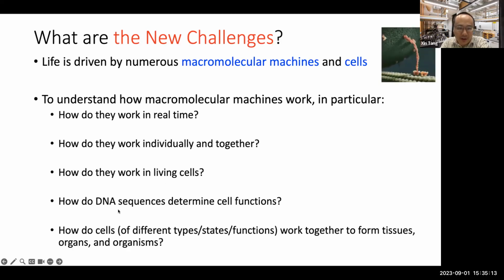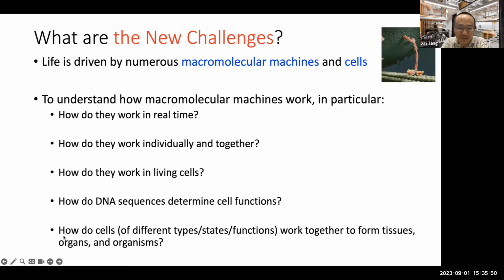Also, a very interesting question is how does the genetic information, we discussed genetic information, right? It is stored in the nucleus. How does the DNA sequence determine the cell function? We know the DNA will give rise to the RNA and protein, but then how do different genes give different proteins, and how do they coordinate together to realize certain cell functions? This question also needs to be addressed.